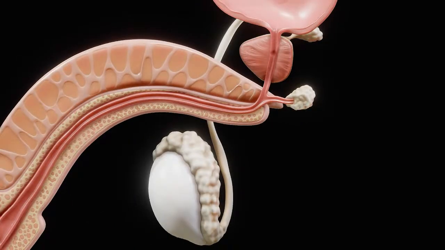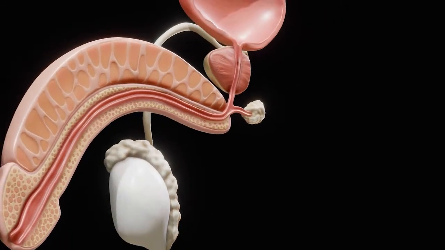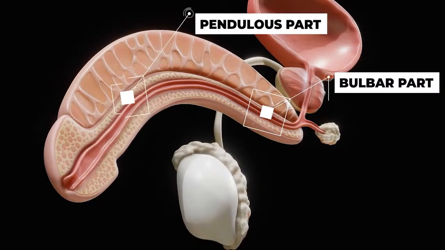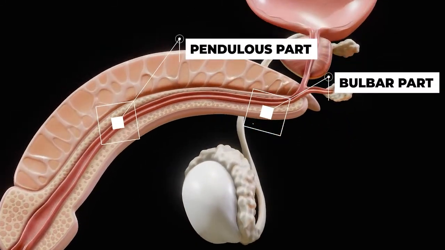This section of the urethra is divided into 2 further parts. The bulbar part, located at the base of the penis, and the pendulous part, which runs along the shaft of the penis.